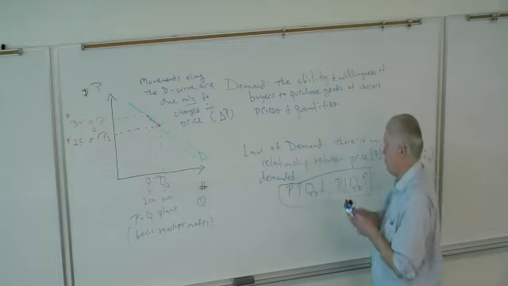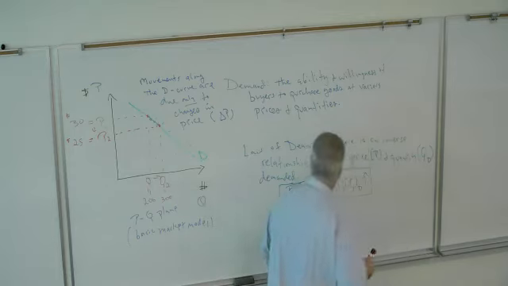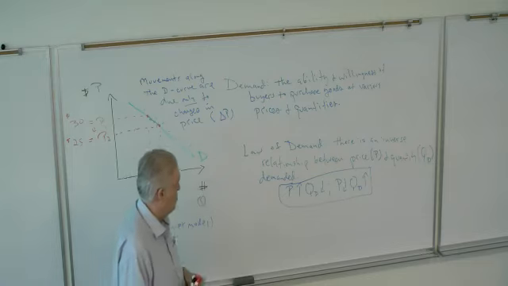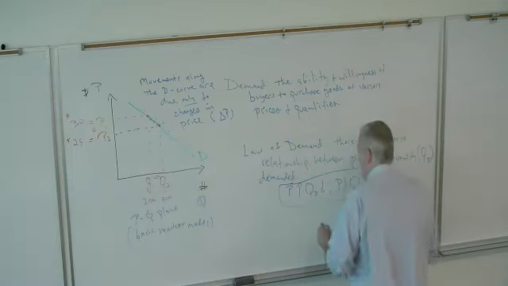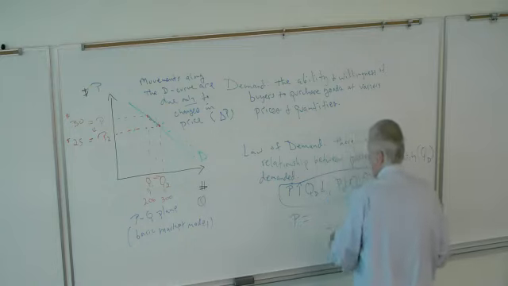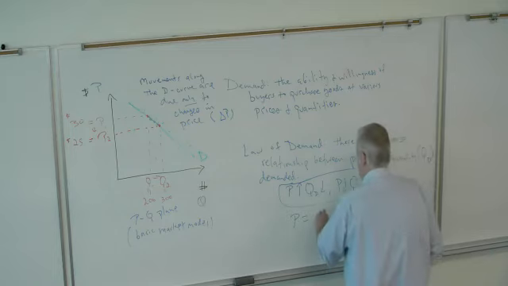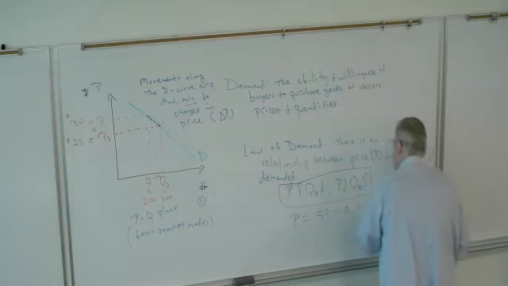So for instance, if we were to describe a demand function, right? A demand function is simply the functional relationship between price and quantity. So as a result, a demand function looks something like this. That'd be P equals, let's give this example, 50 minus 0.5Q. Okay.